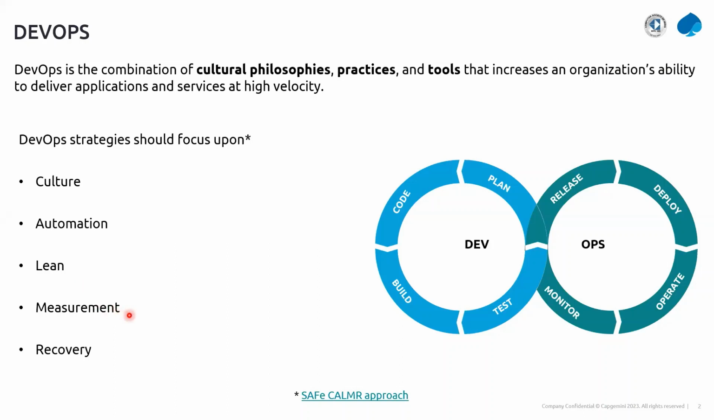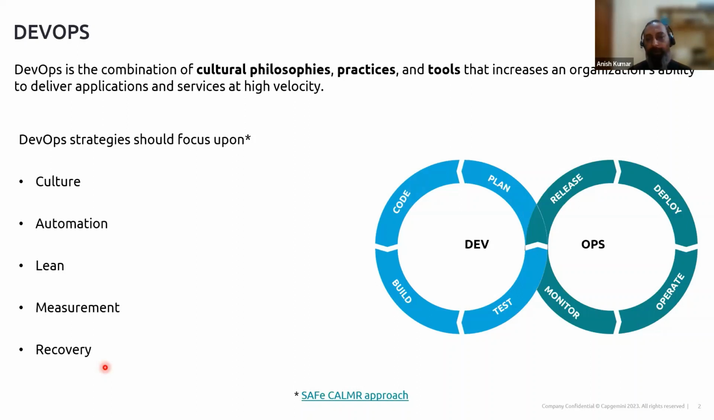The next one is measurement. Always measure. When we talk about operate and monitor, these are key areas which will help us measure the success or failure of a service. And these inputs should be considered for planning the upcoming feature releases, and so on and so forth. Recovery.